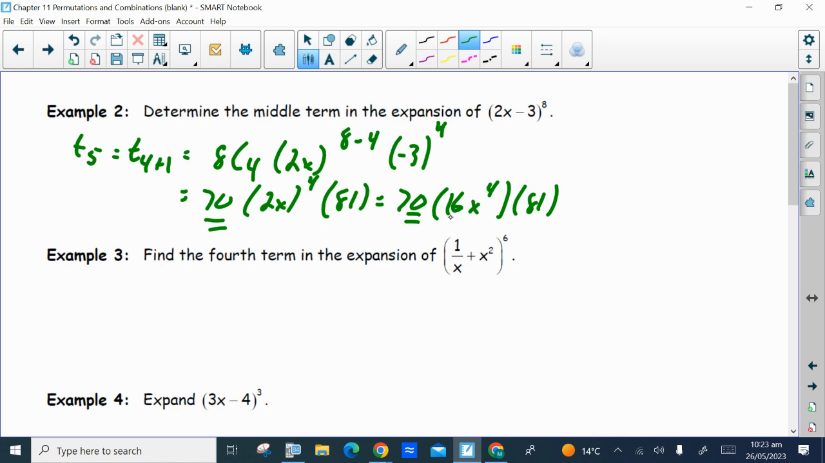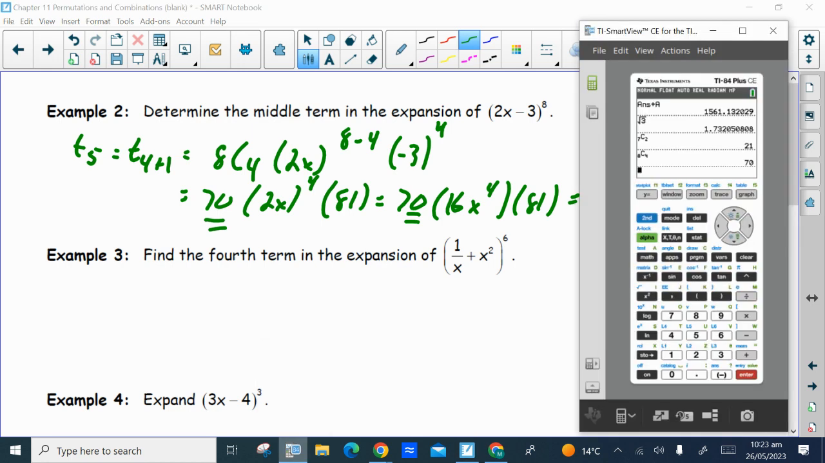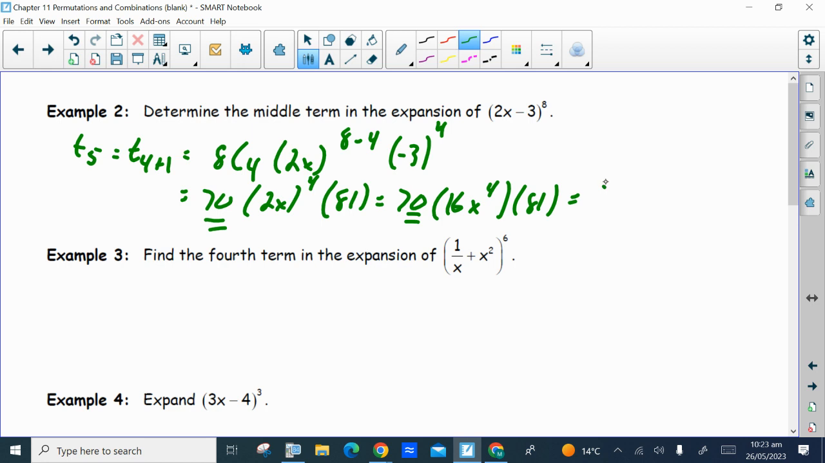However, because we also need to multiply that by 16 and 81, our final coefficient will not be 70. It will change in this case. It is 70 times 16 times 81, which is 90,720 x to the fourth.